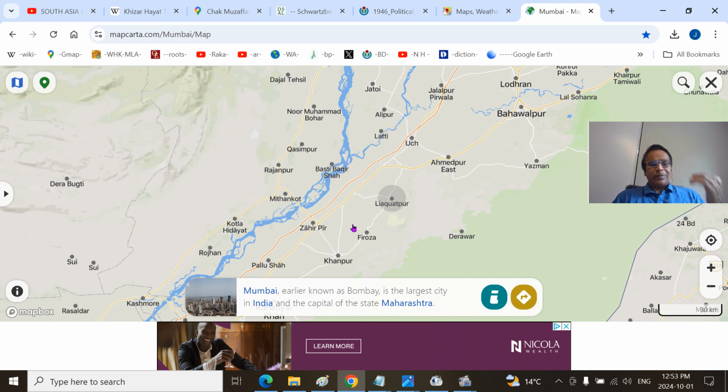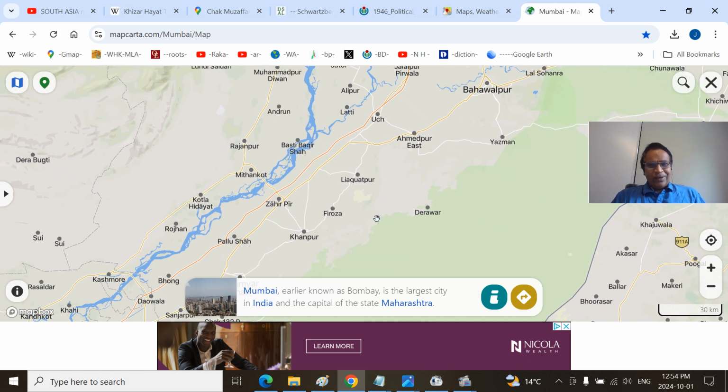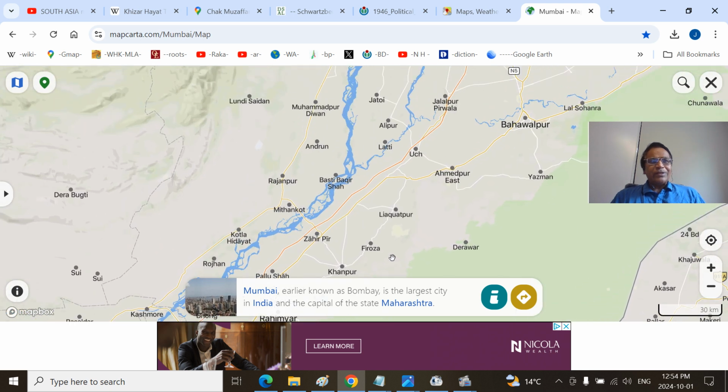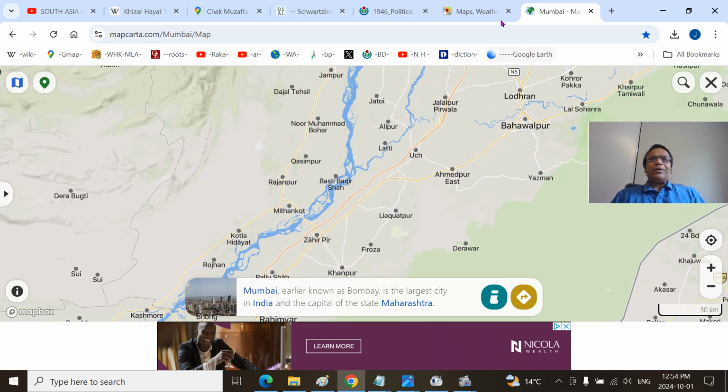Remember, rivers change their course historically. It used to join here, but it may join elsewhere after a change in the course. So this is a broader thing you have to keep in mind.